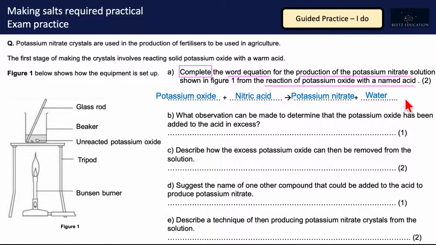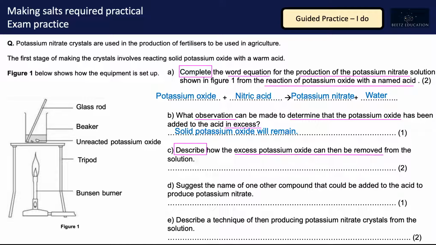Next one. What observation, in other words, what can I see, can be made to determine that the potassium oxide has been added to the acid in excess? Well, I have got a little diagram here to help me, and I can see the unreacted potassium oxide labelled there. I'd expect to see or observe solid potassium oxide remaining in that solution, so it's not dissolved.